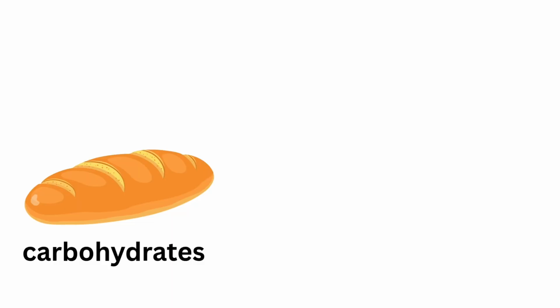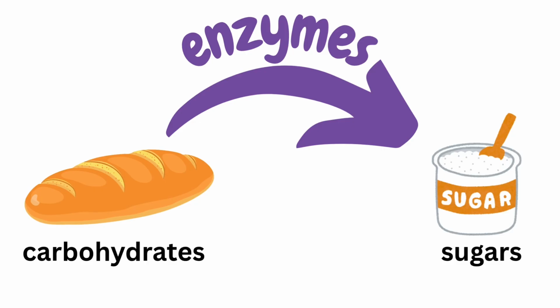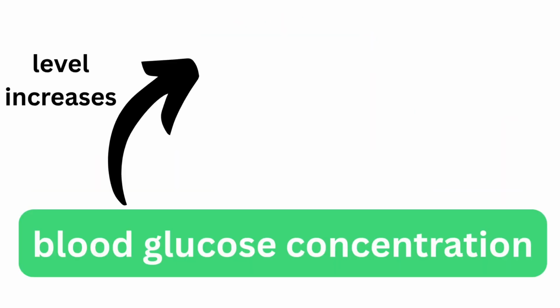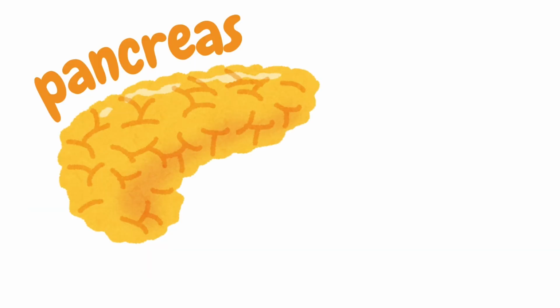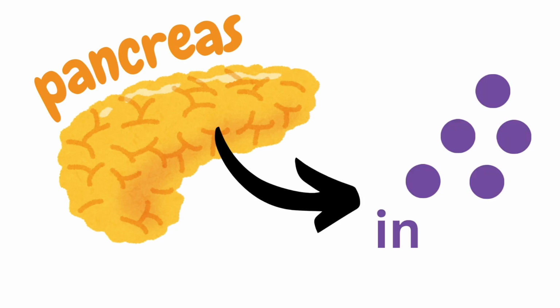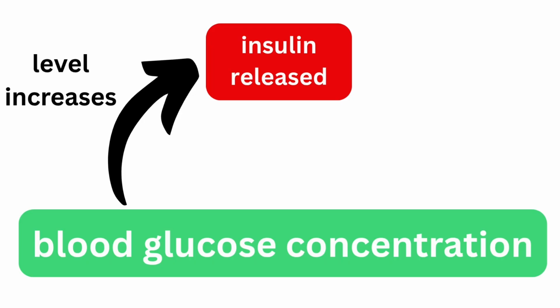Carbohydrates are broken down by enzymes, and enzymes break the carbohydrates into sugars. This means that after eating carbohydrates, your blood glucose concentration is likely to increase. When the blood glucose concentration gets too high, an organ called the pancreas responds. The pancreas releases a hormone called insulin. So let's add this to our negative feedback loop.